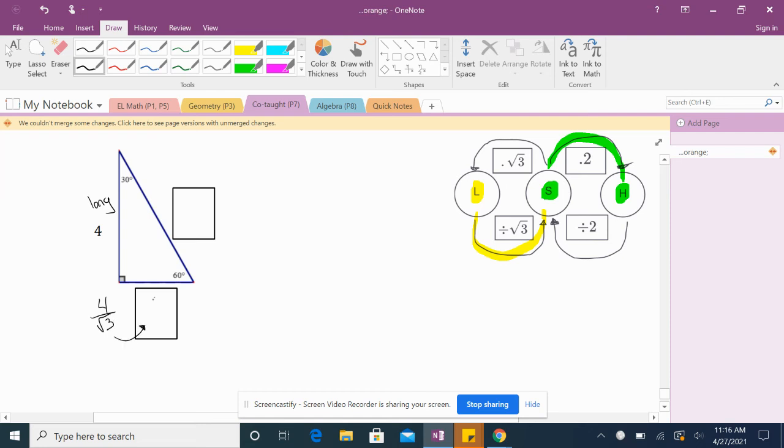And we don't have to simplify this or reduce this anymore.